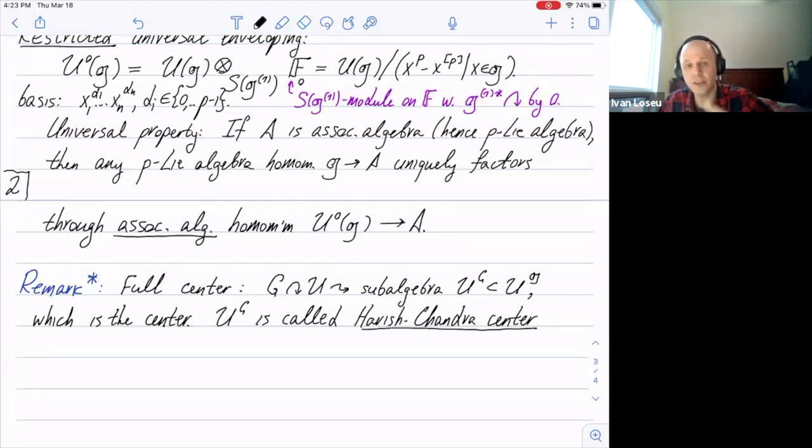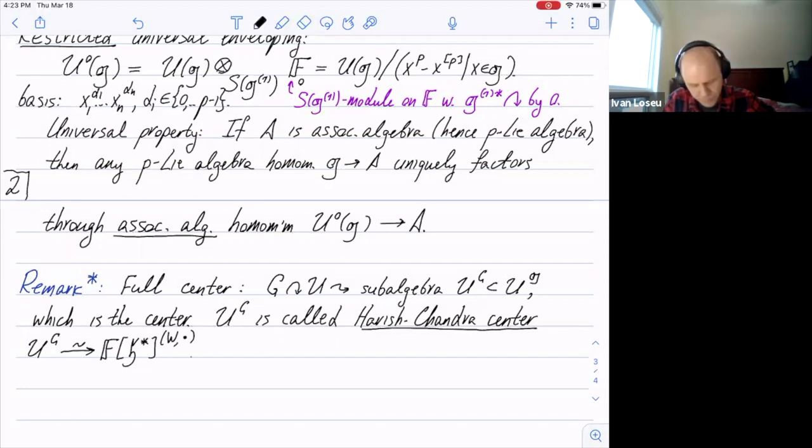That's another central subalgebra. And we discussed the Harish-Chandra isomorphism earlier in the seminar. So you can show that the Harish-Chandra center is always isomorphic to the Weyl group invariants in the action functions on h dual. Actually, this holds for all p.